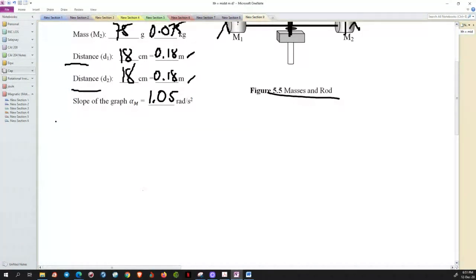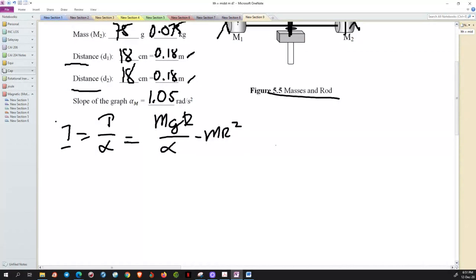So the idea now is that you have to take only the slope. The rule for the inertia is the same, which is what? Torque over alpha, which is mgr over slope minus mr squared. So what is the mass? 25 gram. Change to kilogram, 0.025.